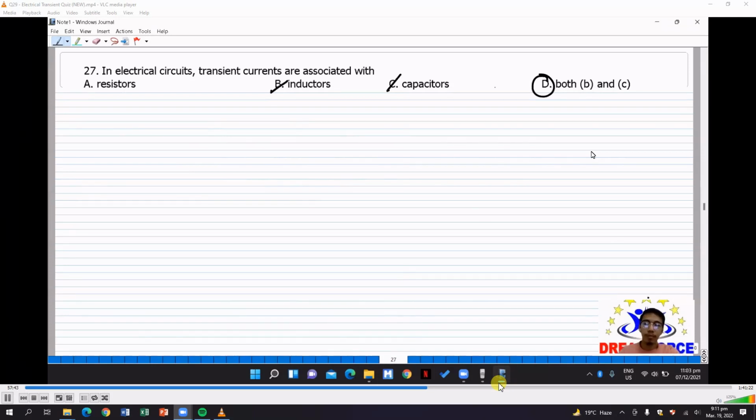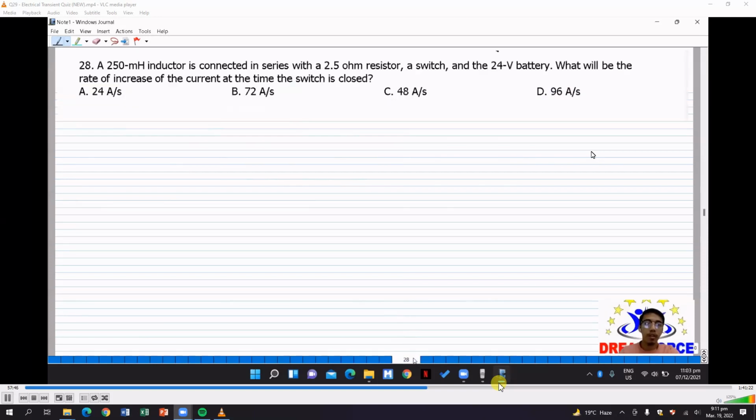Okay, next, 28. A 250 millihenry inductor is connected in series with a 2.5 ohm resistor, a switch, and a 24 volts battery. What will be the rate of increase of the current at the time the switch is closed? So since this is a series RL circuit, hinahanap yung rate of increase ng current. So gamitin natin yung formula I, that is equal to E over R, we have 1 minus E raised to negative T over tau.